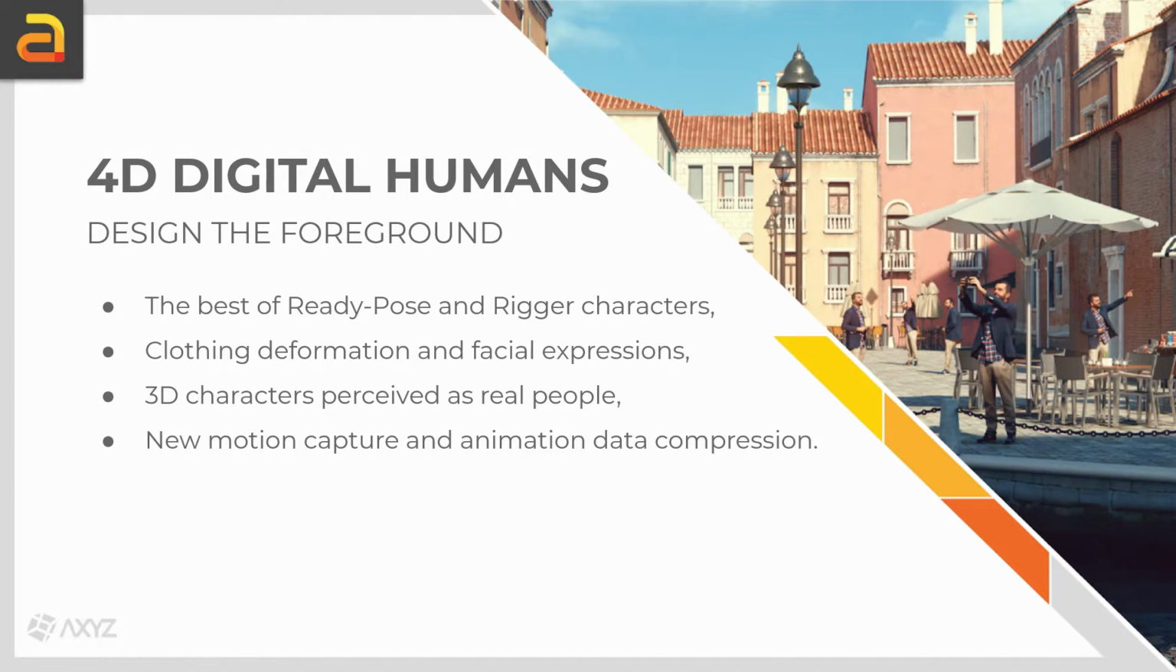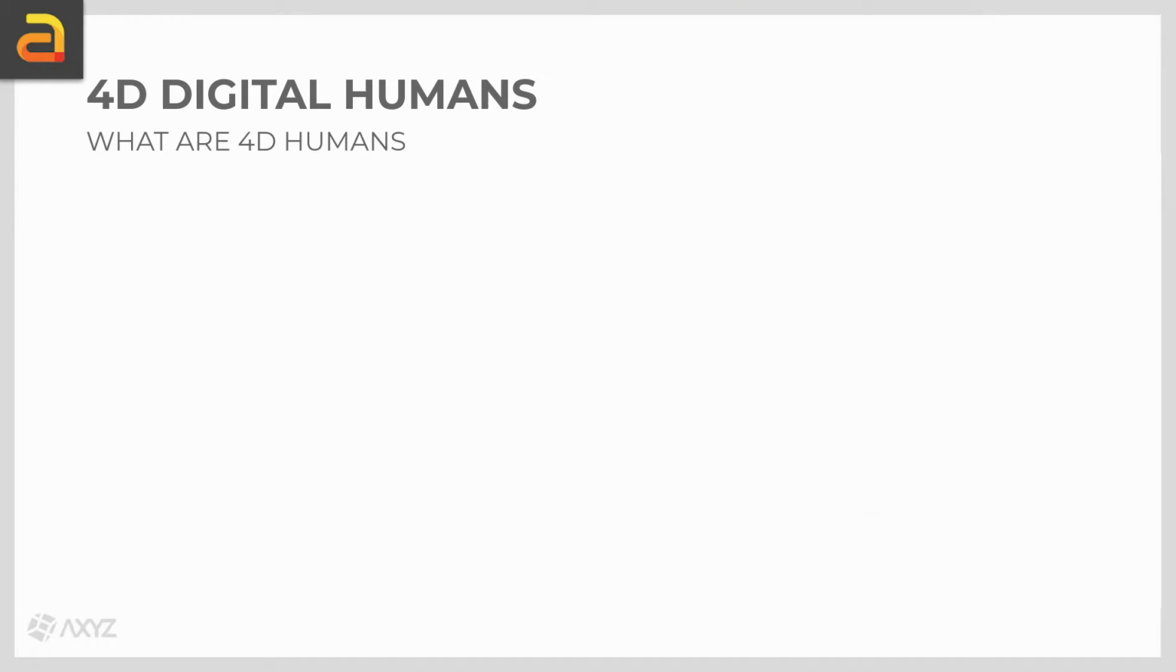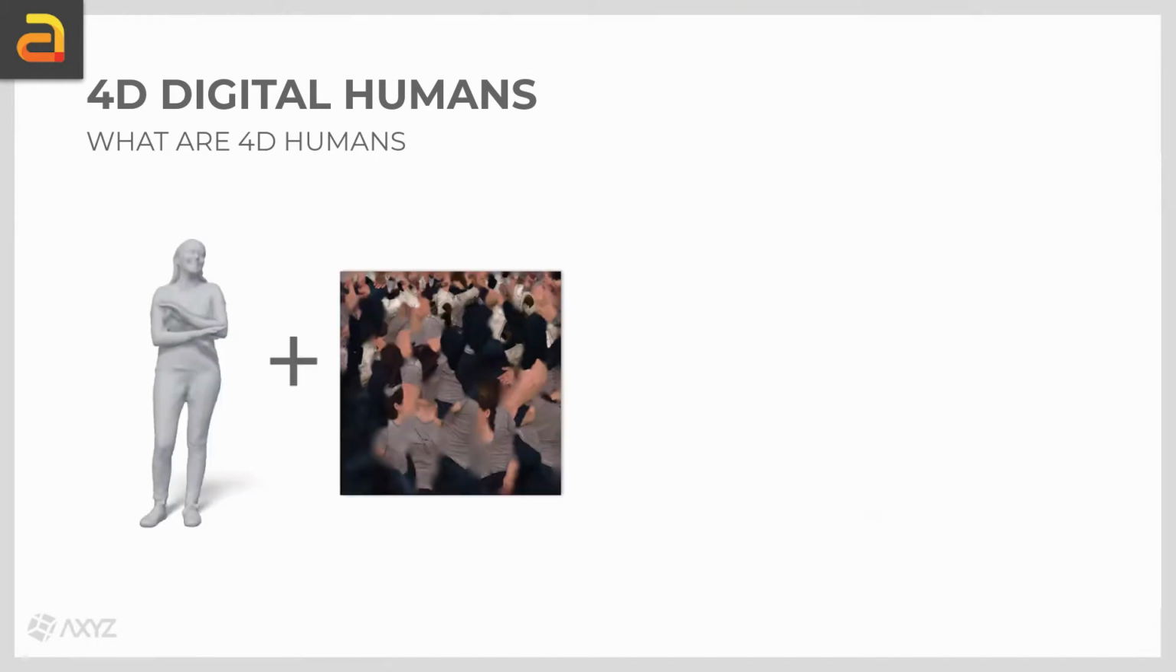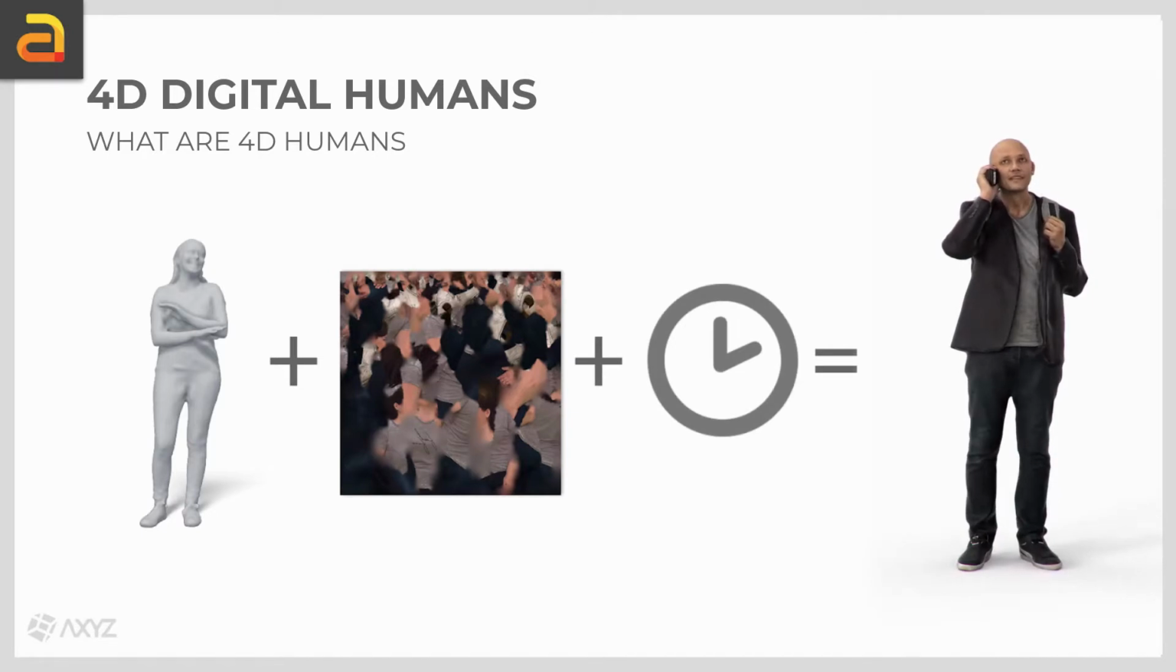Moreover, a new motion capture and animation data compression algorithm have been developed. Let's dive in a bit more into details about these 4D digital humans. Thanks to photogrammetry, we are able to capture both spatial and color information for each model. This is the starting point for the ready-posed characters. But the new motion capture workflow lets us introduce a new element to the equation: time.